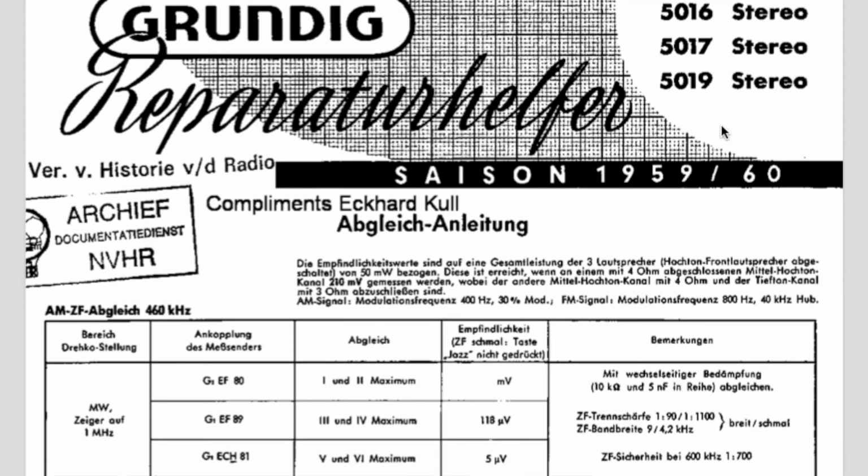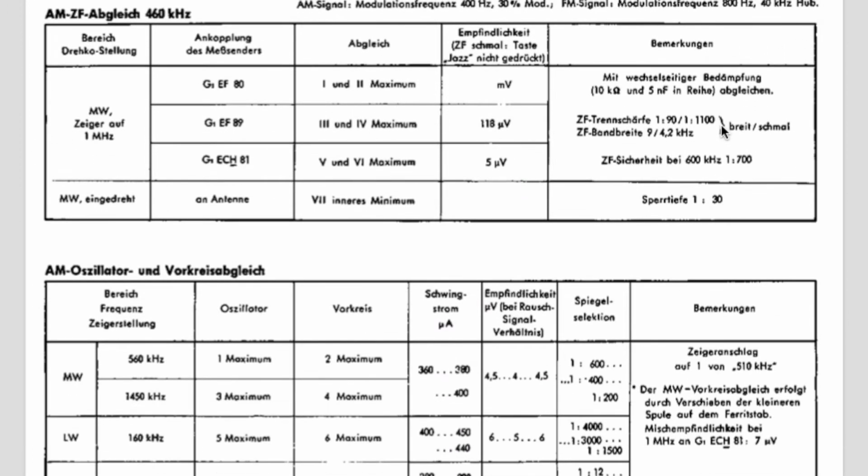Now, I've used this successfully, or fairly successfully, to do the IF alignment. I've found that the coils actually match fairly well, especially on the AM at least. This particular radio, this 5016, has an extra IF transformer, but that's fine. The first two matched quite well.